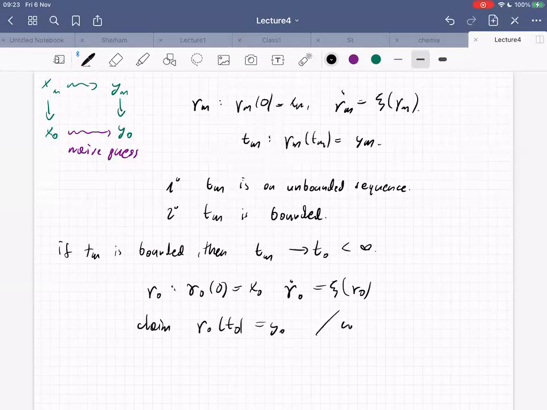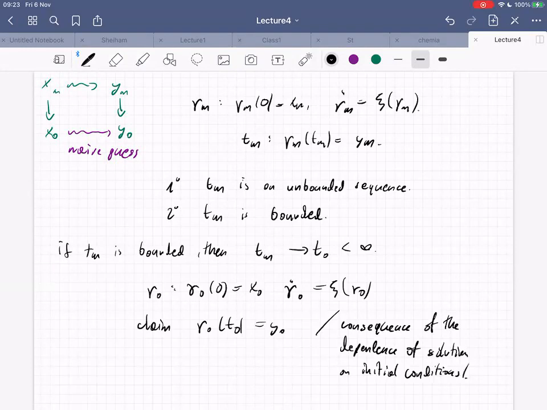And this is a consequence of the dependence of solutions on initial conditions. Is this clear? I think so. Yes, this is the smoothness of the flow.